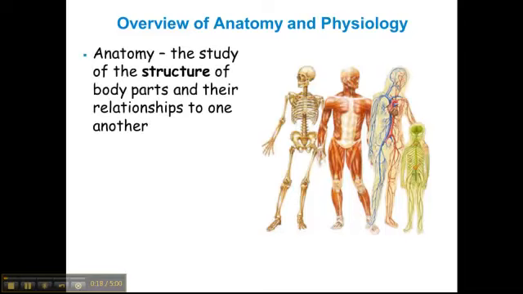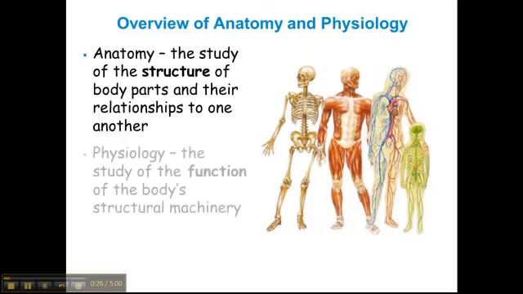Anatomy is the study of the structure of body parts and their relationships to one another. So basically, how the human body is built and the materials that build it. Physiology, then, is the study of the function of the body's machinery. So how do the parts work together to create the overall function of the organism?